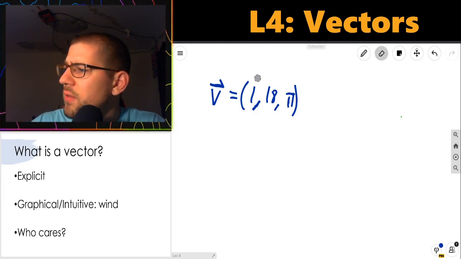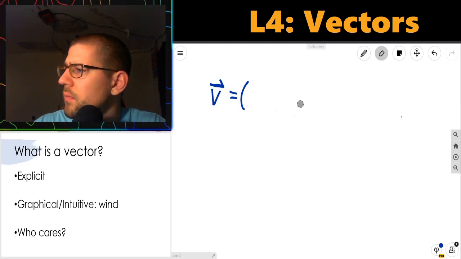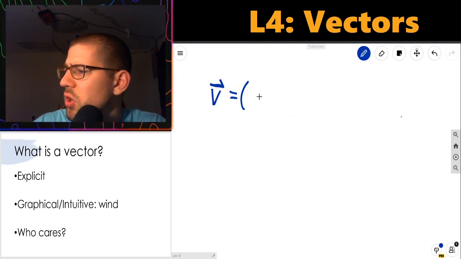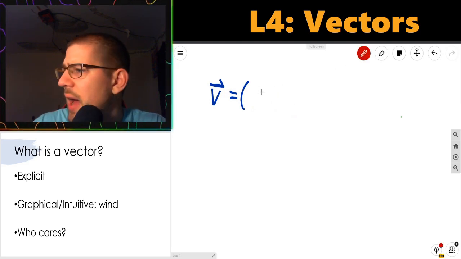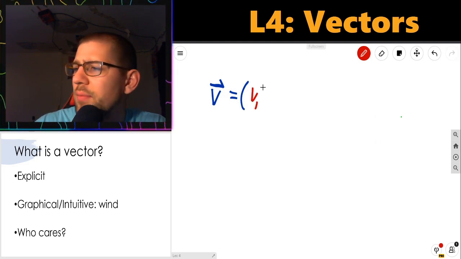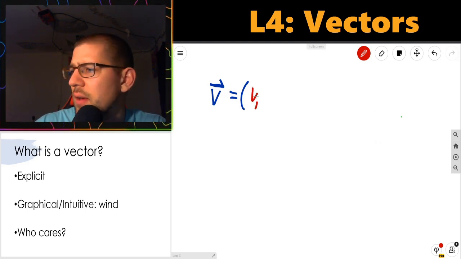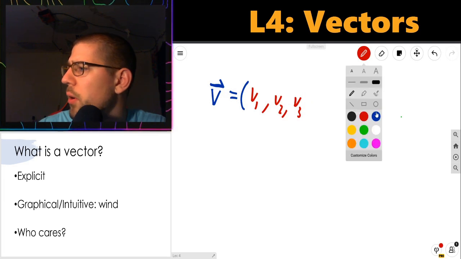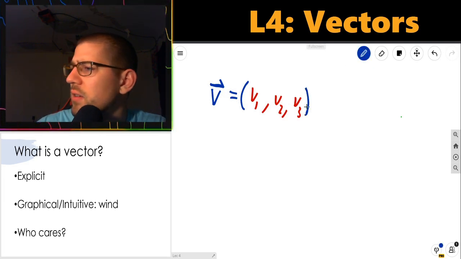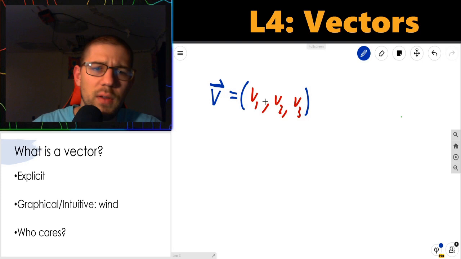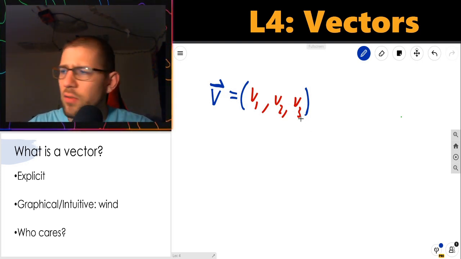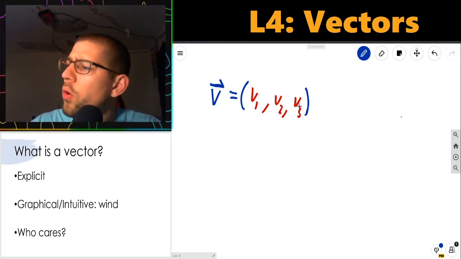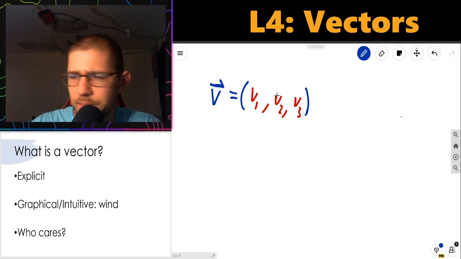Another way that I can write this vector is with letters. At the first spot of my vector, here's v1, v2, v3. These are the 3 components of this 3-dimensional vector. I'm using the word component to describe each of these spots. Okay, so that's exactly what a vector is. It's just an ordered collection of numbers.